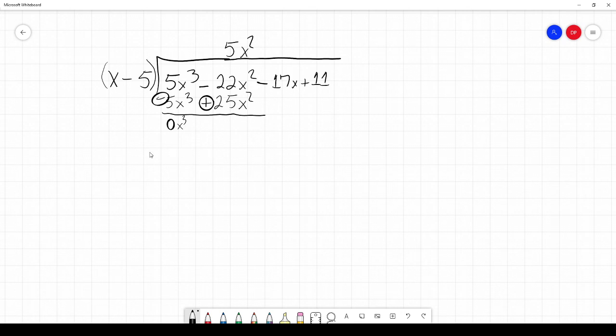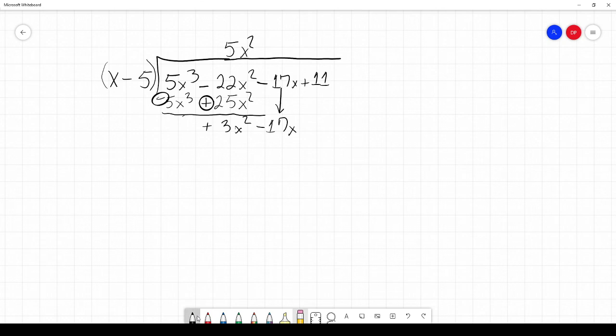Or nothing, basically. And then here we have negative 22x squared plus 25x squared. So you look at the coefficients and add those together. We have a positive and a negative, which means we're basically going to do 25 minus 22, which is going to be positive 3x squared. Now what we're going to do is drop down this next term, this negative 17x, and start it all over again. And I'm going to erase this because this is basically a 0.